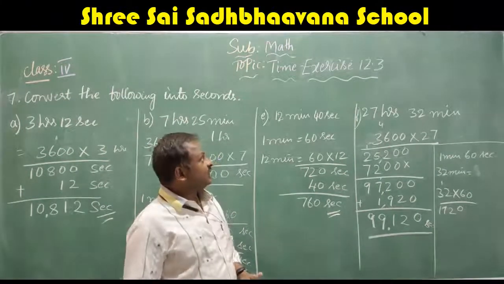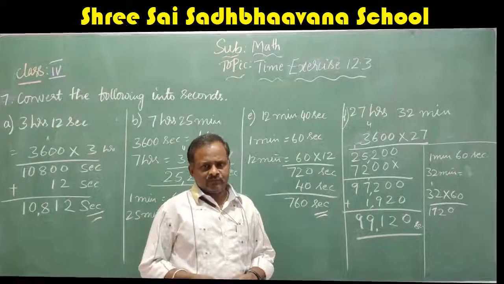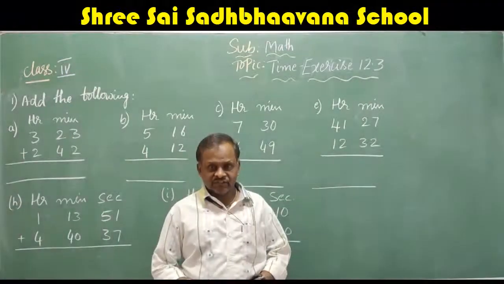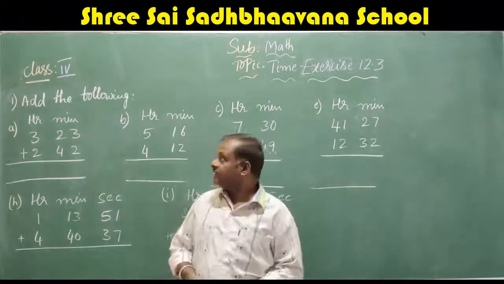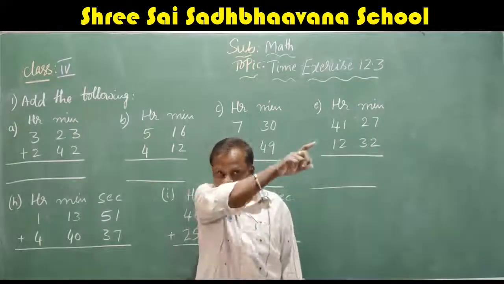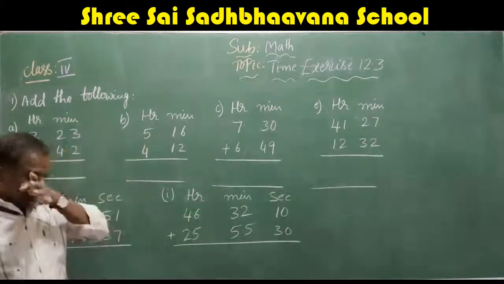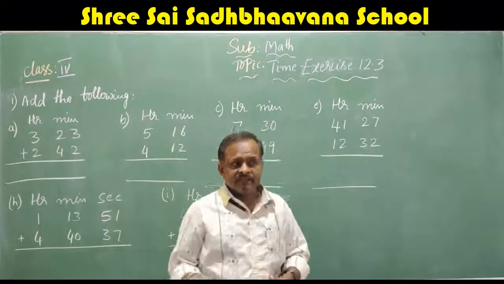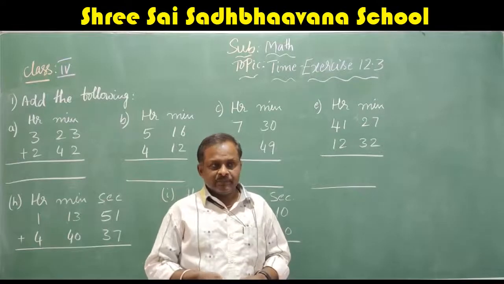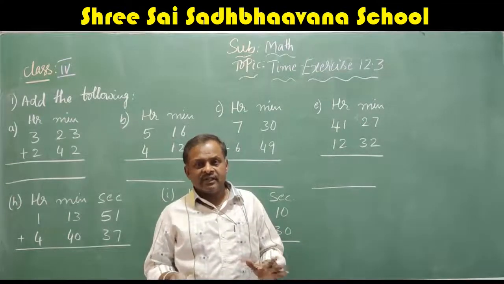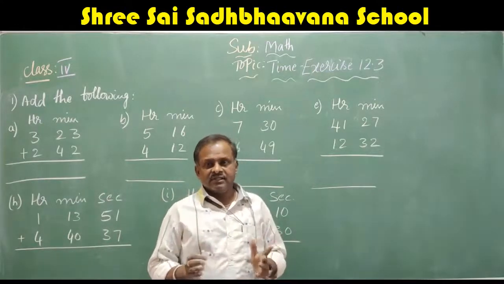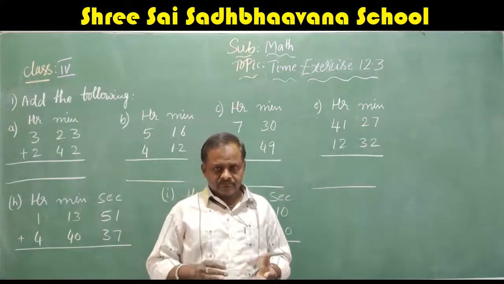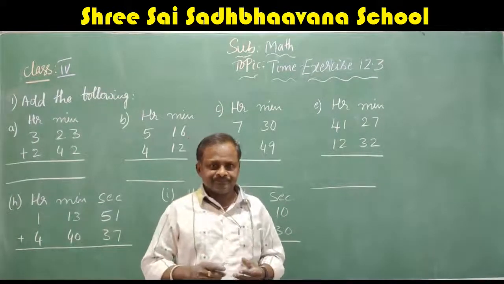Now we'll move to the exercise 12.3. In that, add the following. We have to add the hours, minutes, and seconds that they have given. How can we add the time? Same as the addition, but here taking the carry is different, because here we can't go for 100. You know very well 60 seconds is equal to 1 minute, 60 minutes is equal to 1 hour.